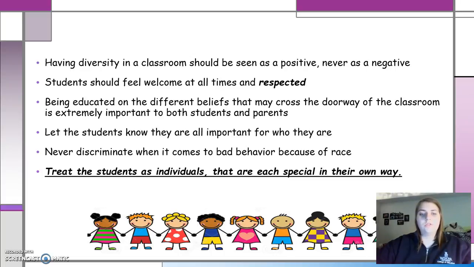And then letting the students know that they are important for who they are, and never discriminating when it comes to bad behavior based on their race or anything like that. And I truly believe that students should be treated as individuals that are each special in their own way, and that they each bring something special to my classroom, whether it's a cultural belief or anything like that.